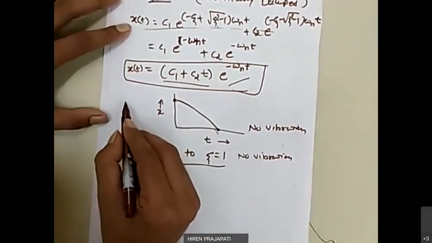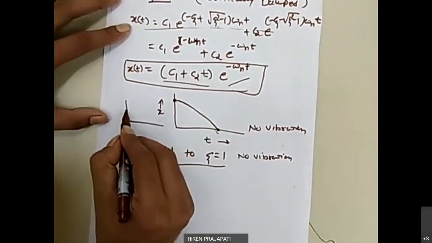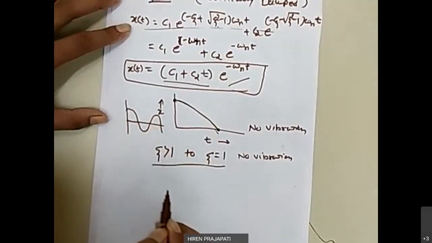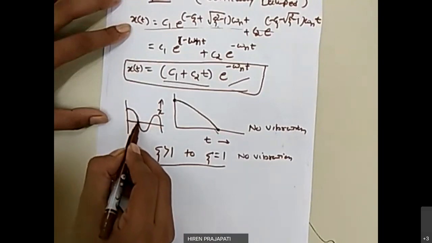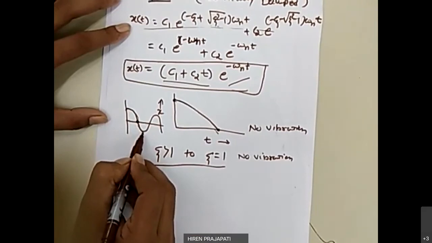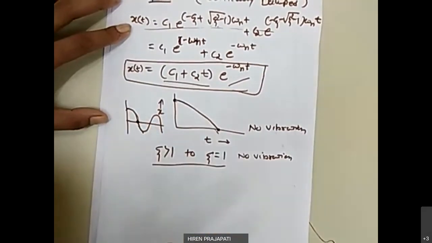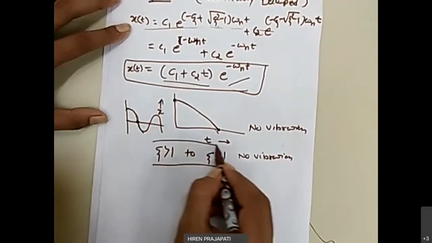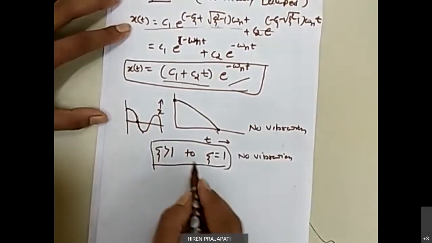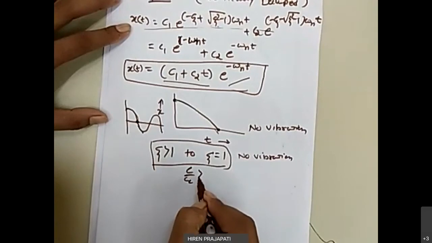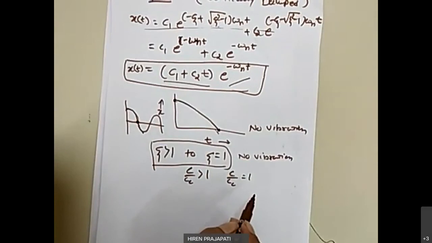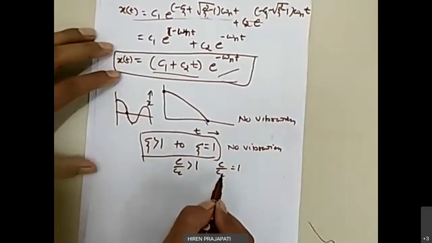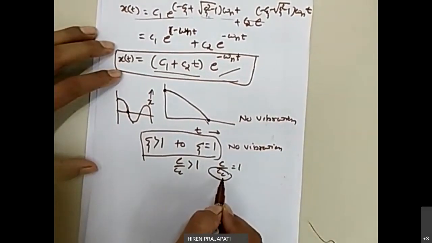Otherwise, so far how we present a vibrating body, we present it like this. But if you consider zeta greater than 1 and equal to 1, then the body comes to the mean position and will not cross the mean position to the other side. It will just come and rest. So that is the effect of zeta. If the c by cc ratio is greater than or equal to 1, then we get no vibration, and that is the significance of the critical damping coefficient.